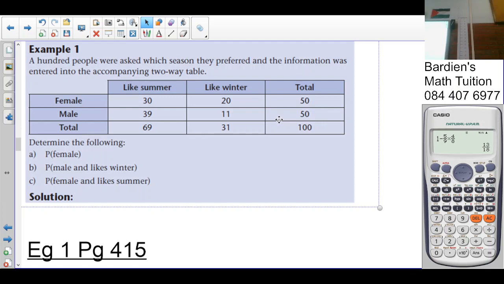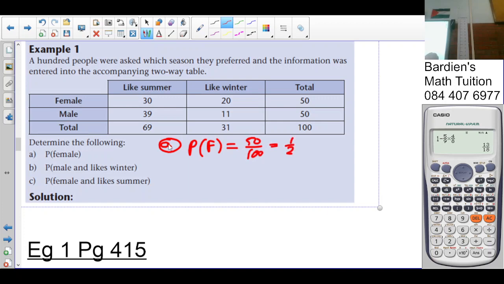A. The probability of the person selected at random is female. So what's the probability of female being selected? How many females are there? 50. How many people are there in total? 100. So it's going to be 50 over 100, which is 1 over 2, or 50% or 0.5.